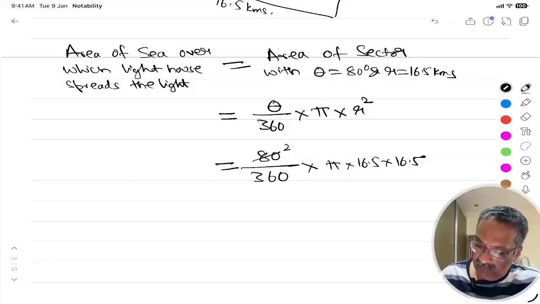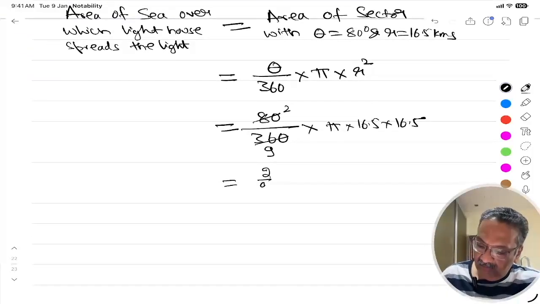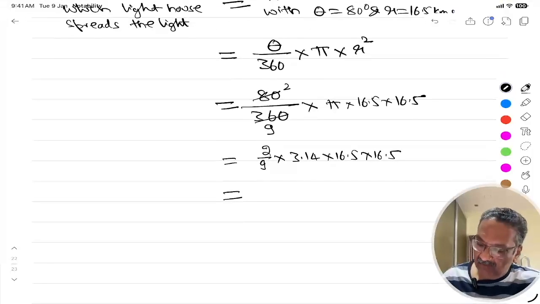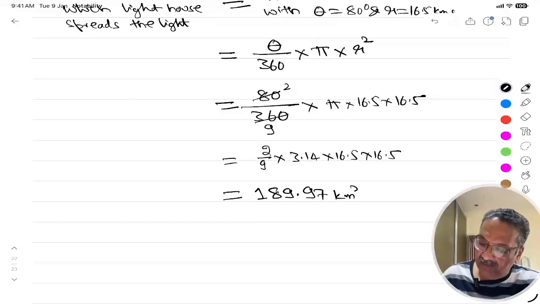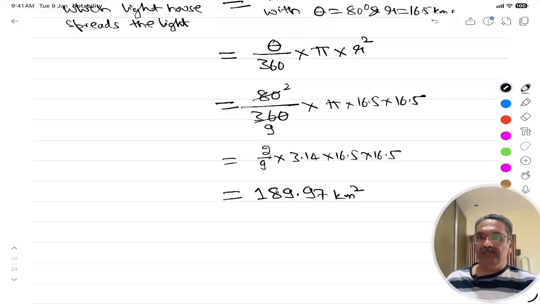4 2s are 8, 4 9s are 36. So we have got 2 by 9 into 3.14 into 16.5 into 16.5. Once you solve this, you get 189.97 kilometer square. A little bit of arithmetic multiplication you will have to do. So this is the answer.